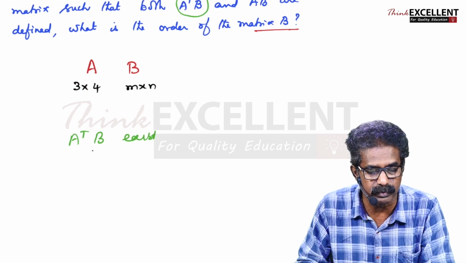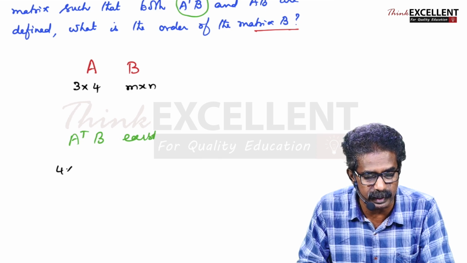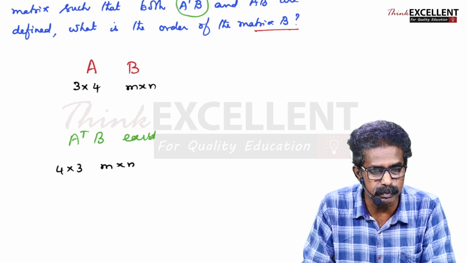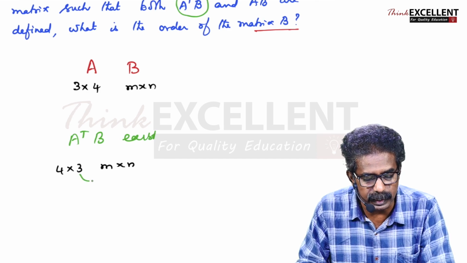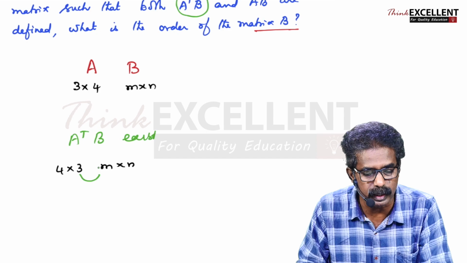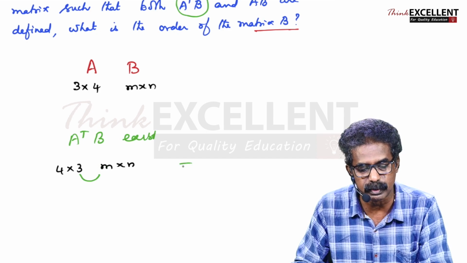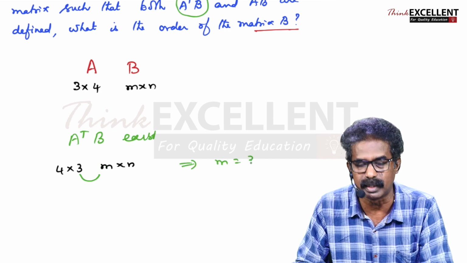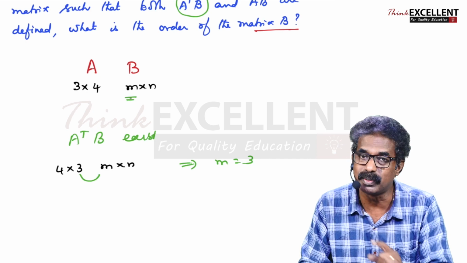A's order is 3 by 4, so A transpose order is 4 by 3. B's order is m by n. The product exists, which means these two must be the same. So you can say m equal to 3. We got the m value. Now n we have to find.